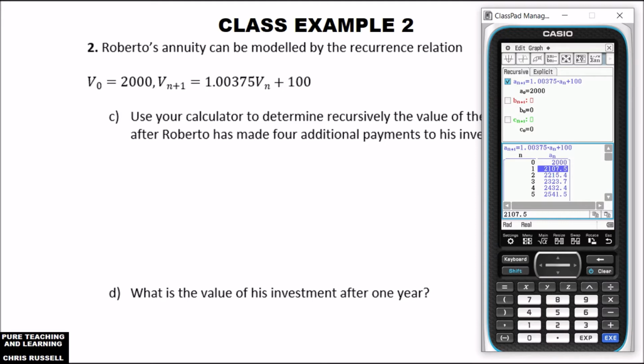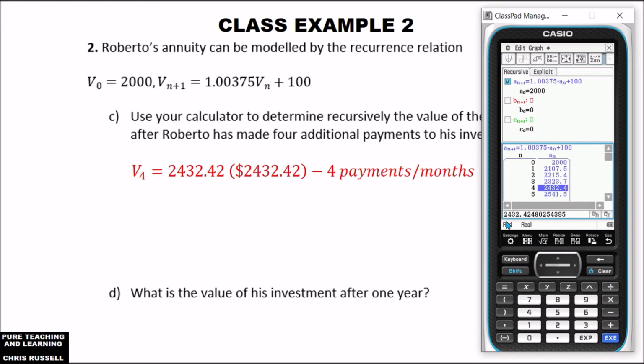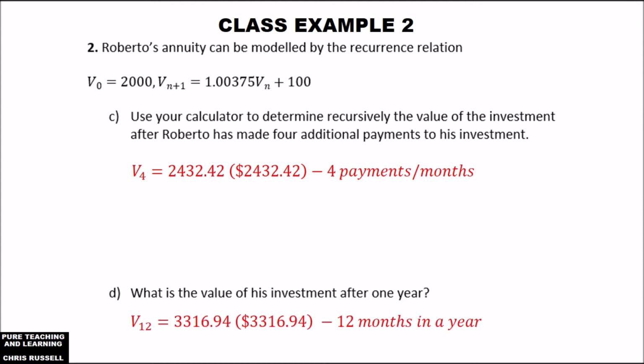So let's go through the next payments. Four payments or months ends up being $2,432.42. And as you can see here, same as the CLASSPAD. What is the value of the investment after 1 year? Well, because we know these are monthly payments, we need to find the value for V12. So what we do is we just keep going down. It'll be this one here. So $3,316.94.